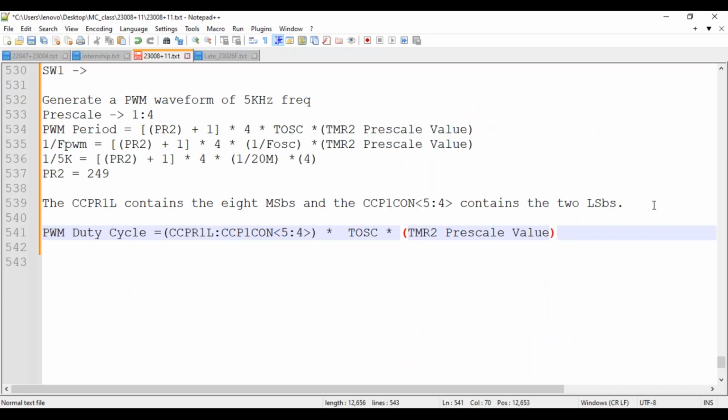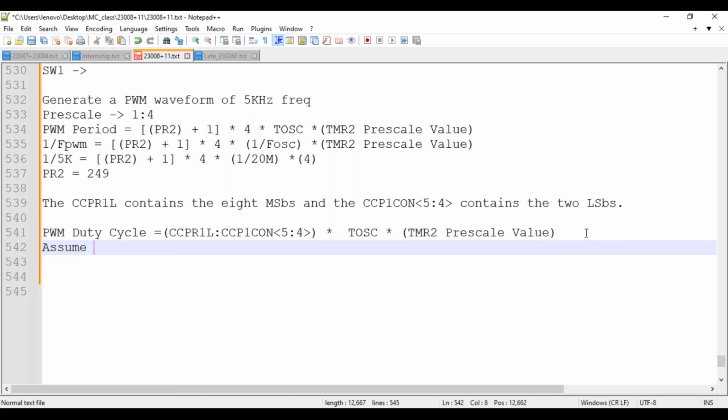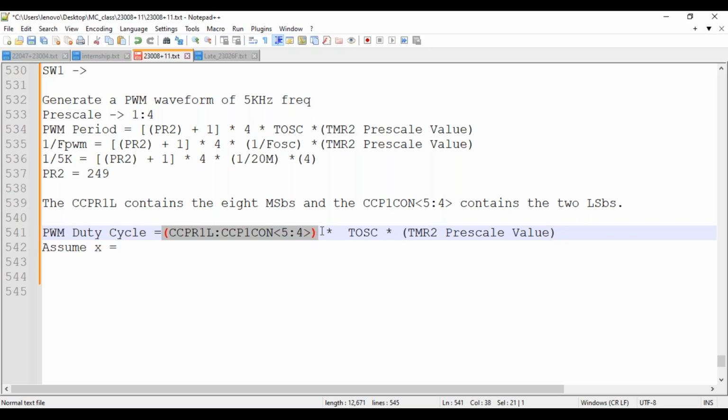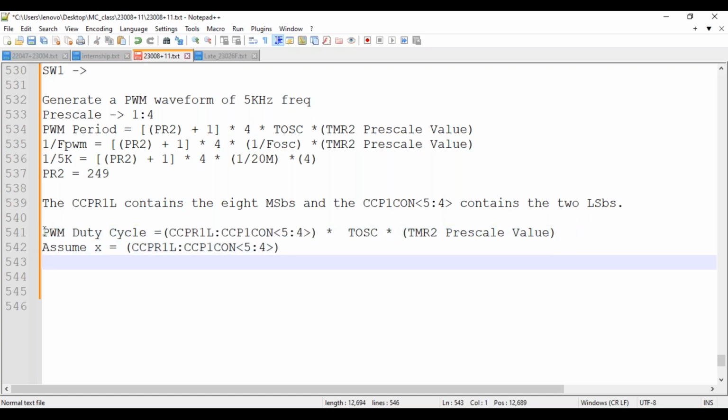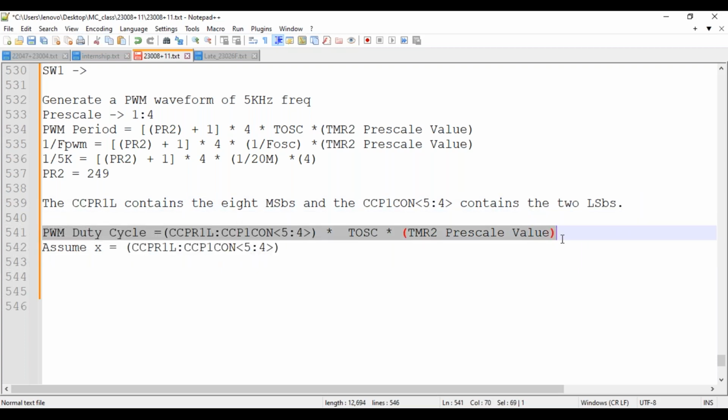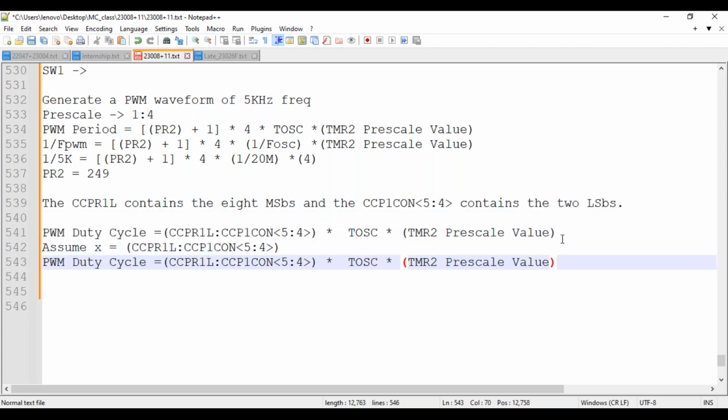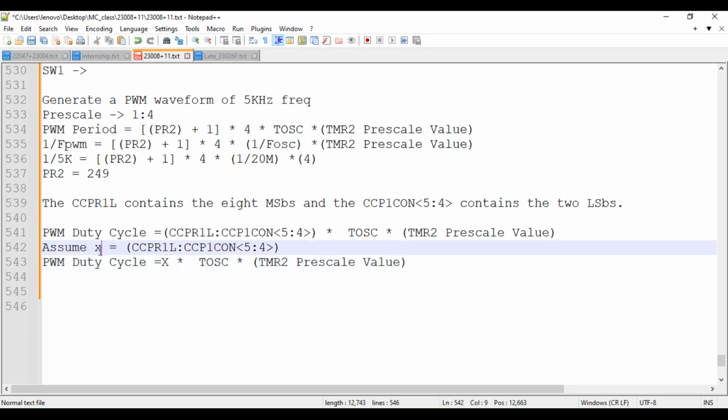Now I will make an assumption. The name of the register is this, so I cannot keep using it. So assume X is equal to this. Okay, so I'm going to rephrase my formula. This will be replaced by X.